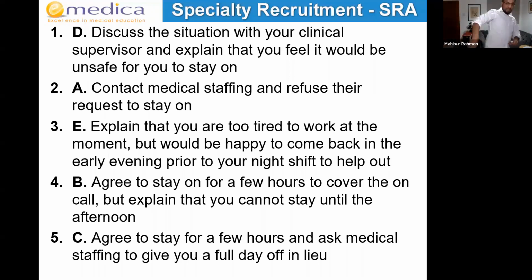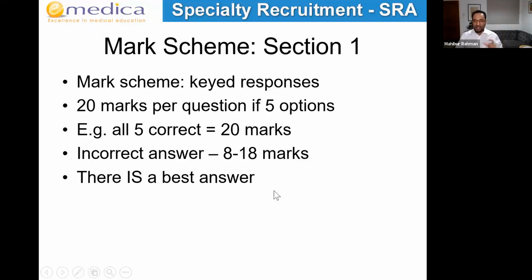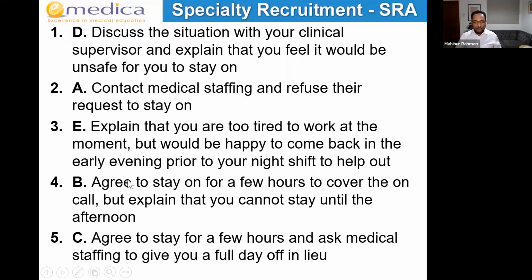Right. Okay, so let's look at how they're marked. Now, section 1 questions are marked using what's called a keyed responses mark scheme. So every possible order has a number of marks keyed to it, okay? There's 20 marks per question where there are 5 options. So if you had D, A, E, B, C, you get 20 out of 20, okay? Now, what if you had 3 right and 2 wrong? How many would you get? The answer is it depends. It depends which 2 you had wrong and which 3 you had right.